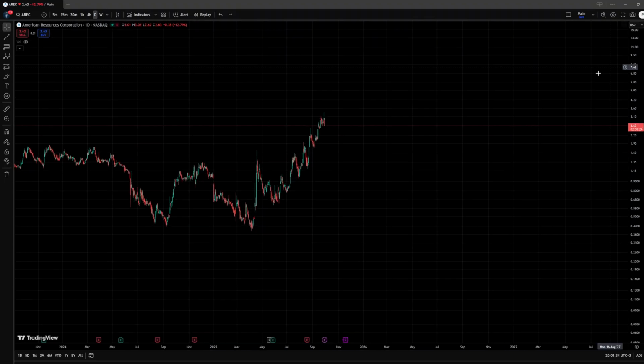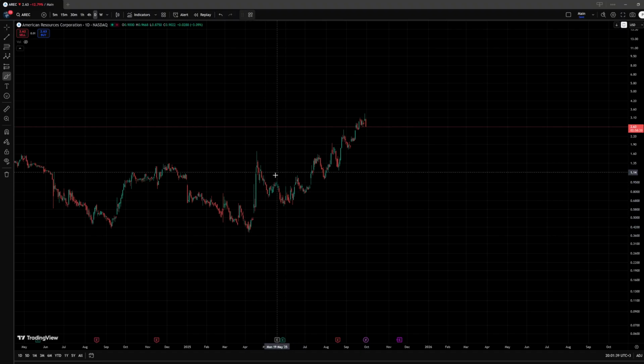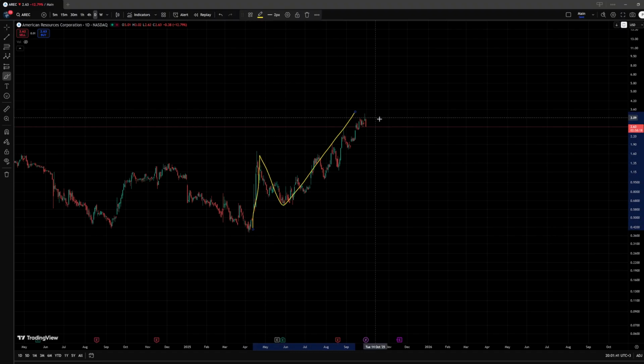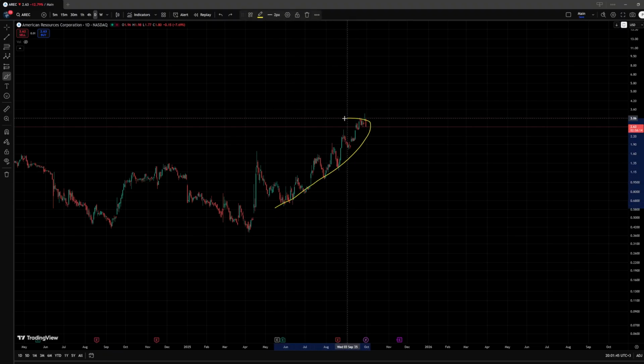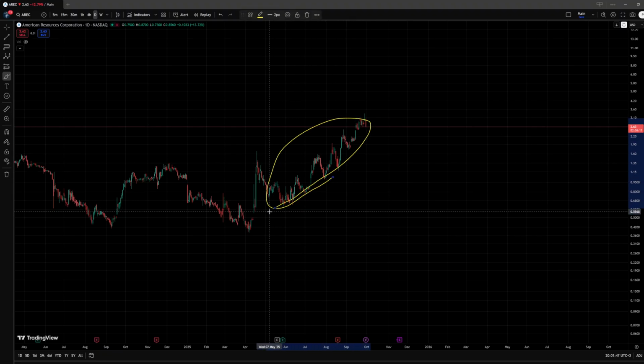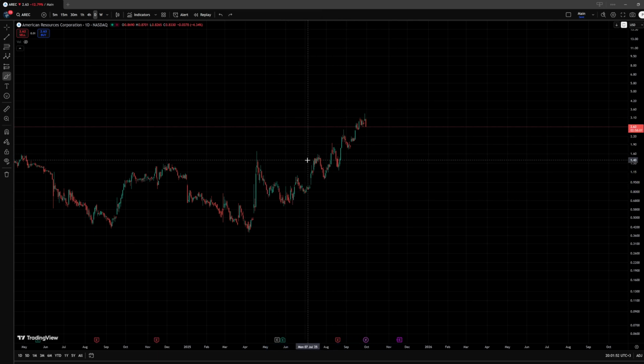And in this area I am looking at a structure that could realistically be an ABC that could even be considered complete. Now this structure that has developed within the wave C is extremely difficult to even count, because multiple counts could actually work out.